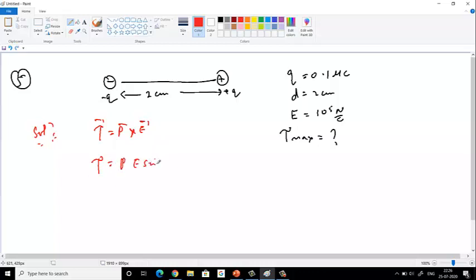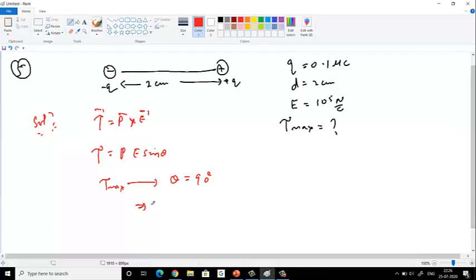This becomes PE sin theta. Okay, so when do we get torque maximum? Torque maximum we get when theta is equal to 90 degrees. In yesterday's class we saw this. So that gives us torque maximum. When you put 90 degrees here, because for maximum value of torque, sin theta should become plus 1. So when will it become plus 1? For theta equal to 90 degrees.